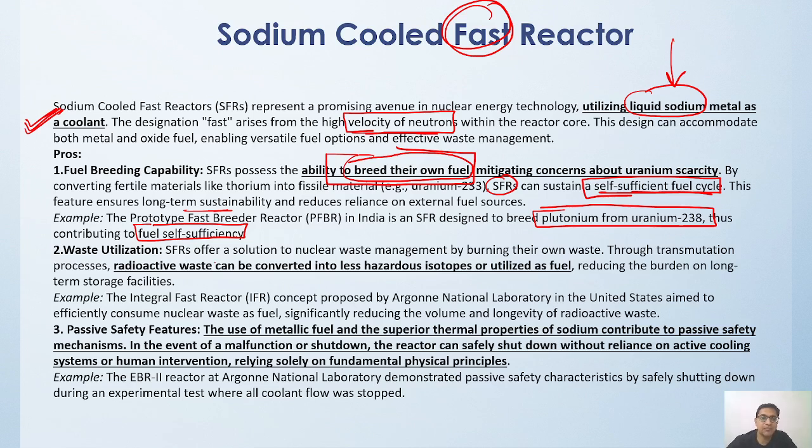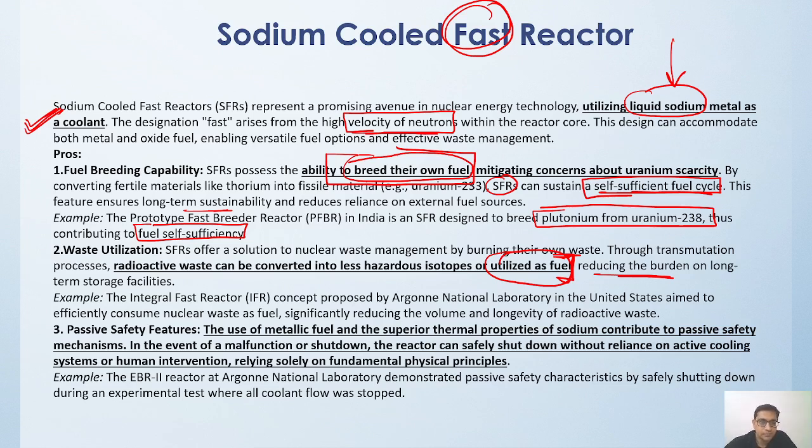Here radioactive waste gets converted into less hazardous isotopes, and whatever waste is created is further utilized as a fuel. Okay, so this will reduce the burden of long-term storage. Otherwise, if the fuel is used one time, you have to store it at some place. But in this cycle, it has a self-breeding capability, so it will further convert it into a fuel which can be utilized in the next cycle.